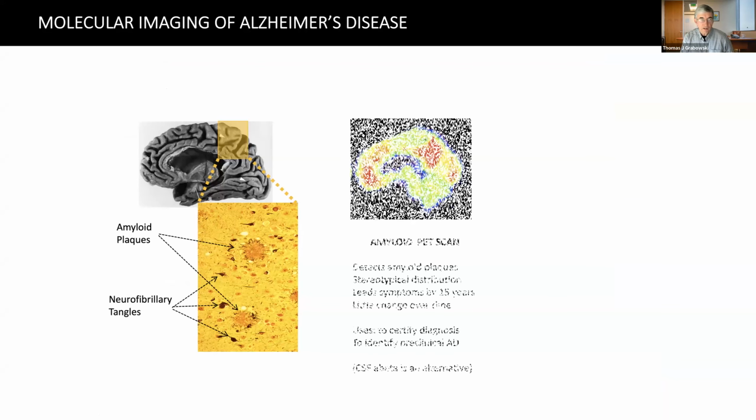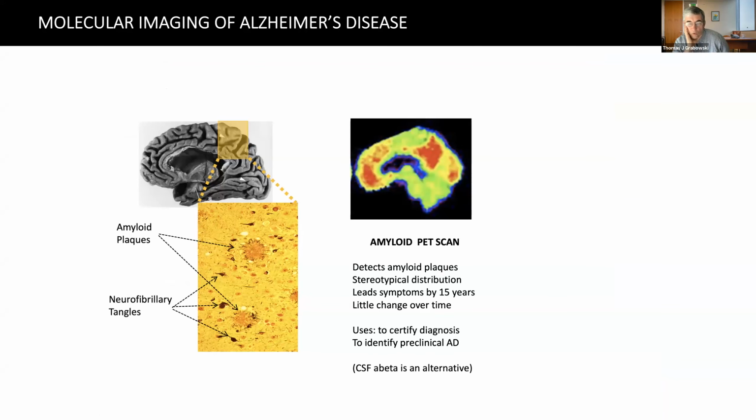And if I were to summarize the impact of these molecular imaging modalities, I would say that amyloid PET scans are principally useful to certify diagnosis and identify preclinical Alzheimer's disease. The uptake is pretty stereotypical. There's no appreciable variability from case to case in terms of a hippocampal sparing case or a hippocampal predominant case, for example.